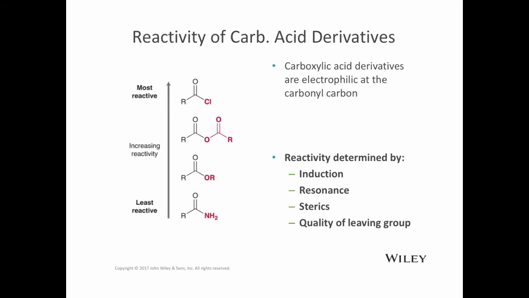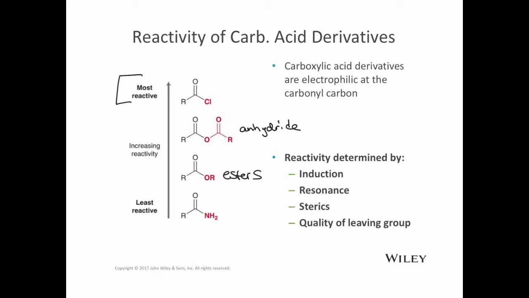This shows the reactivity of carboxylic acid derivatives. The most reactive are the acid halides, for example, acid chloride, followed by the anhydrides, followed by the esters, and then your amides are your least reactive. And reactivity is determined by induction, resonance, sterics, and the quality of the leaving group.